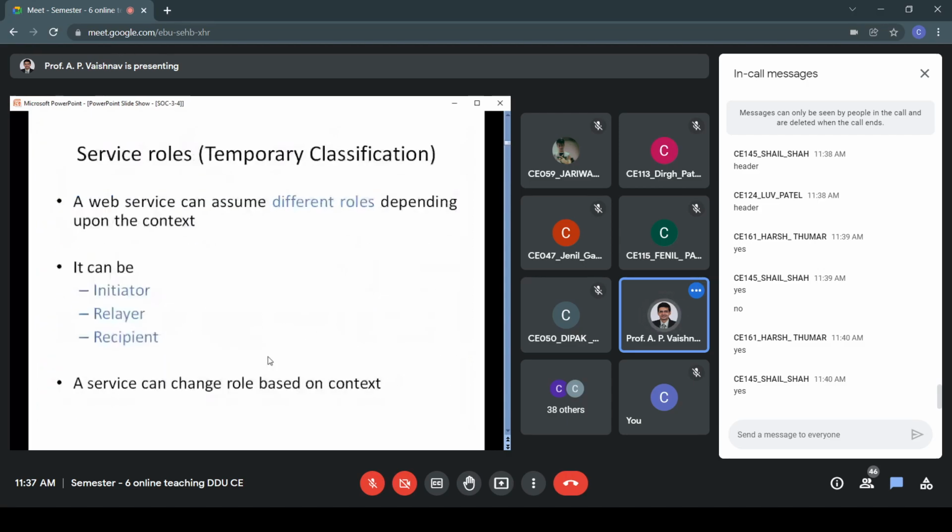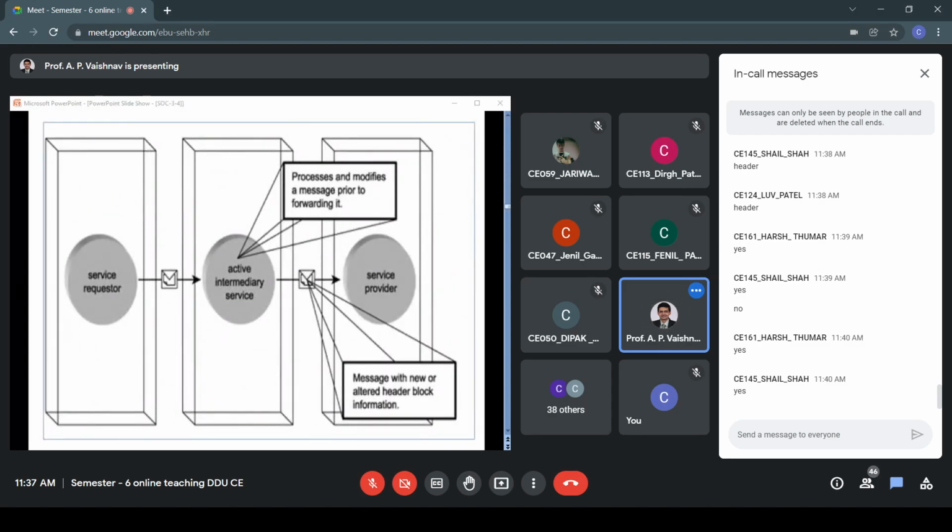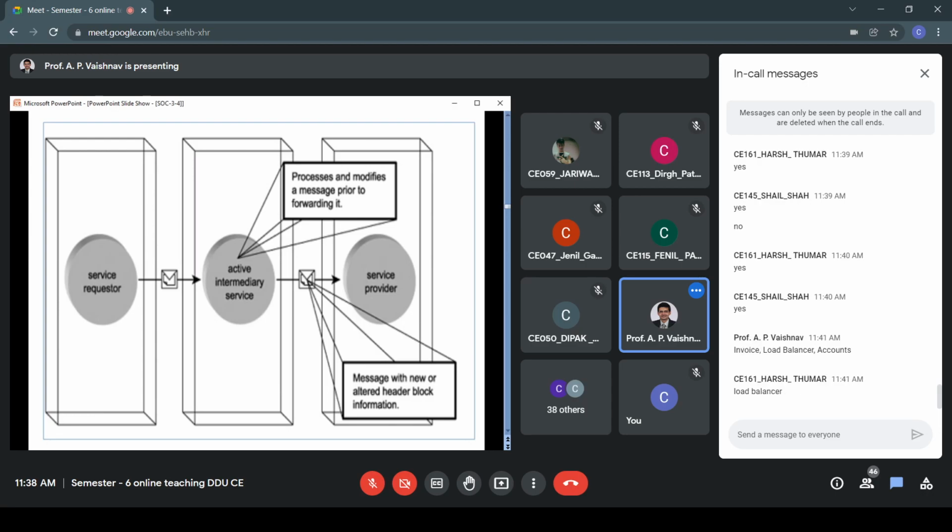Let me go back to that case study. Okay, we don't have that in the slide. Let me write down the names of the services over here. Suppose you have voice, then there is a load balancer, and then accounts. Three services. Out of these three, pick the intermediary first, which is going to be the intermediary service. Obviously, the load balancer.